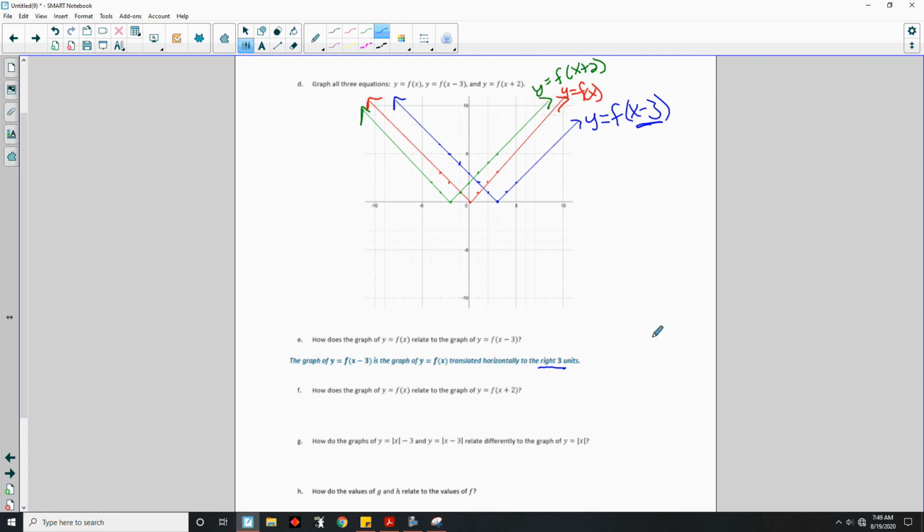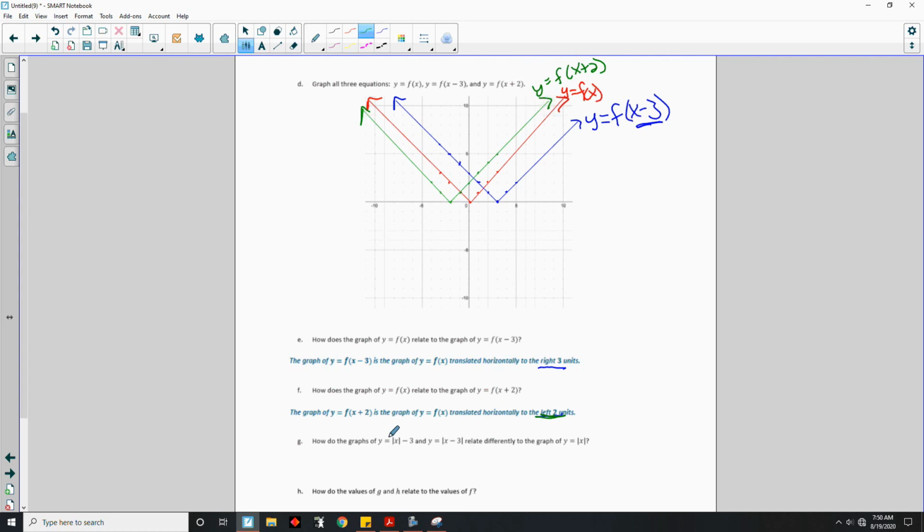Okay, F. How does the graph of y equals f of x relate to the graph of y equals f of x plus 2? All right, the graph of y equals f of x plus 2 is the green one. It's the same as y equals f of x, the red one, except it's shifted left 2. And the reason it shifted left 2 is because we put a negative 2 in here to make this 0. Negative 2 plus 2 is 0, and that gives us our 0 or our vertex. So the negative 2 is a left shift of 2.